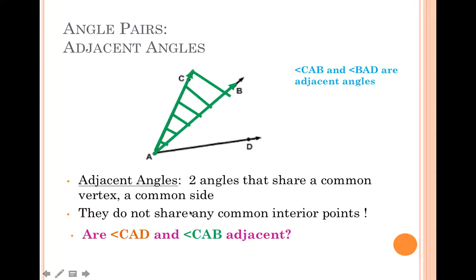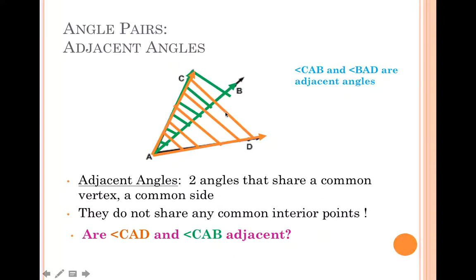All right, now, our angle CAD, so it's the big angle, and CAB, this green one, are they adjacent? Well, they share a common vertex point. They both have a vertex point of A, but do they share any common interior points? Well, let me shade in angle CAD. So this is angle CAD, and I've shaded it in.